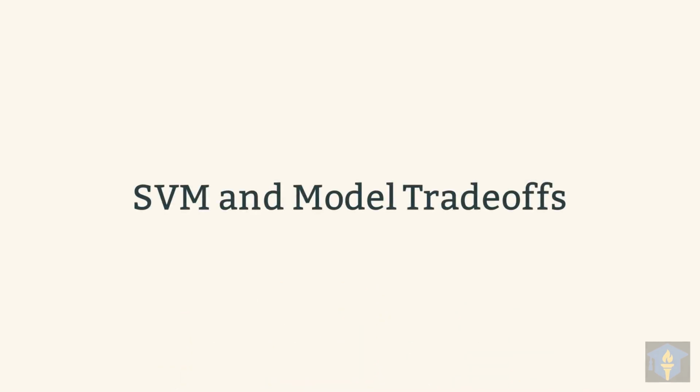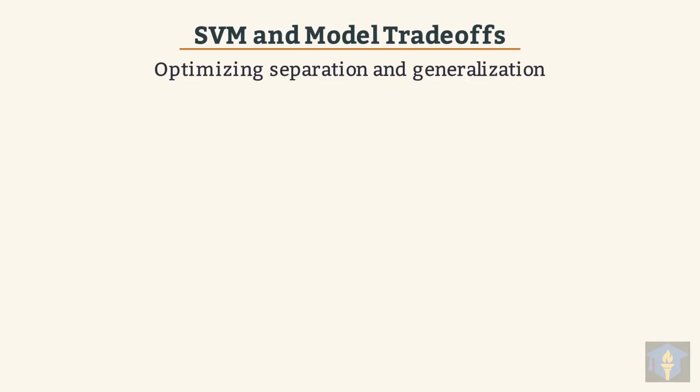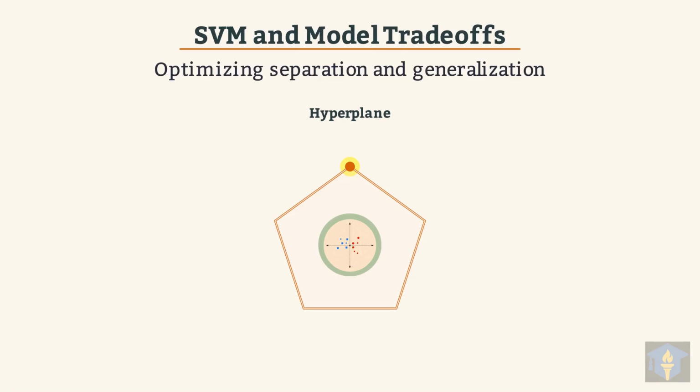Today, we'll examine support vector machines, or SVM, and delve into crucial model trade-offs. We'll focus on how SVMs optimize data separation and achieve strong generalization capabilities. Let's start with the hyperplane, a key concept in SVMs that defines our decision boundary. It is essentially the line or plane that clearly separates data points belonging to different classes.